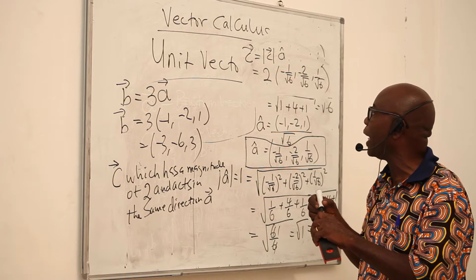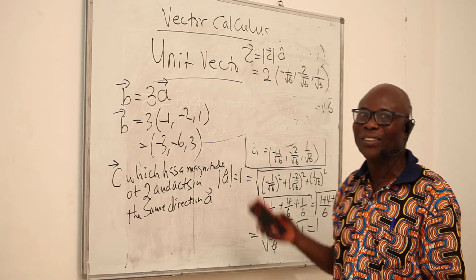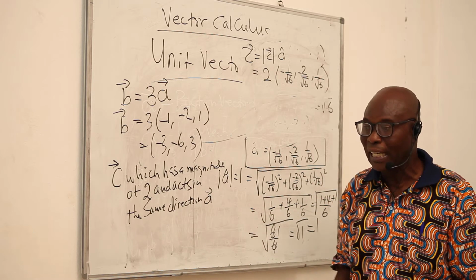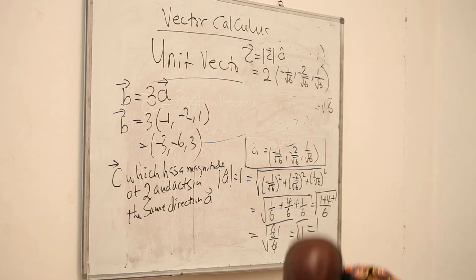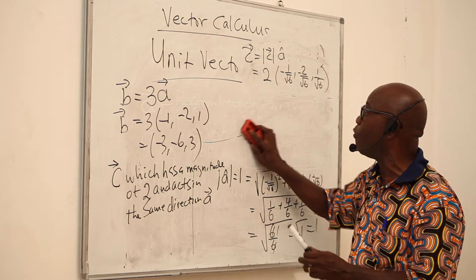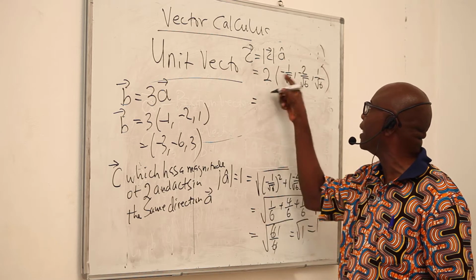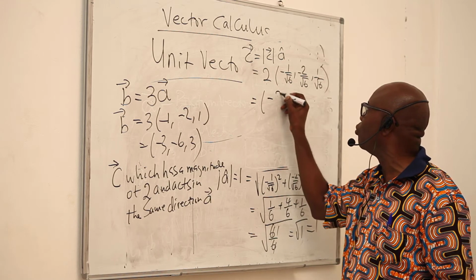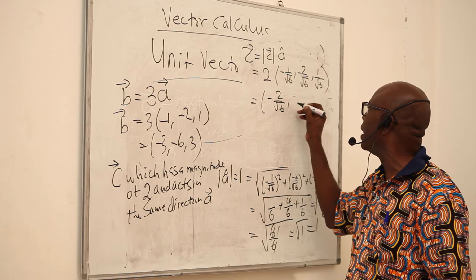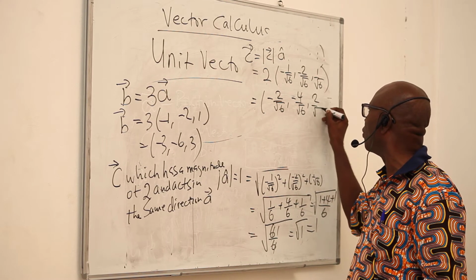And as usual, the way we've written it, we can rationalize it. You can always rationalize it if that becomes very convenient. But for our purpose, we can leave it the way it is. So we can find vector C as what? Negative 2 over root of 6, negative 4 over root of 6, 2 over root of 6.